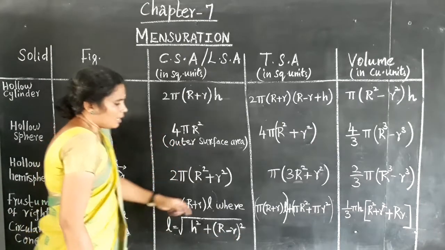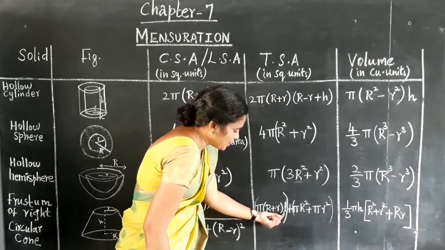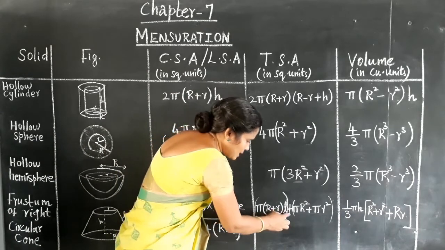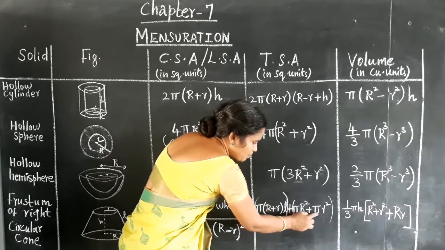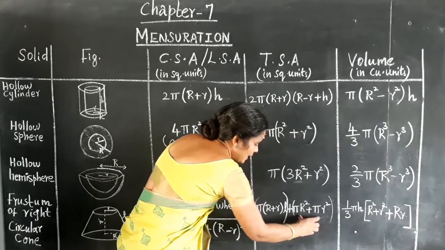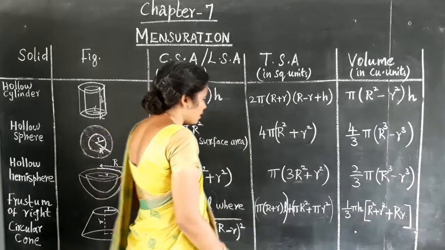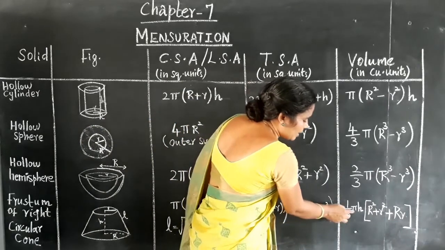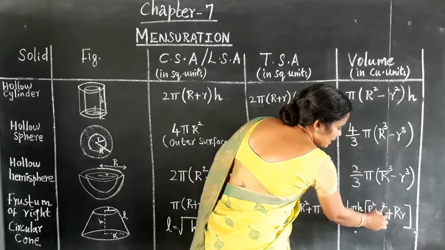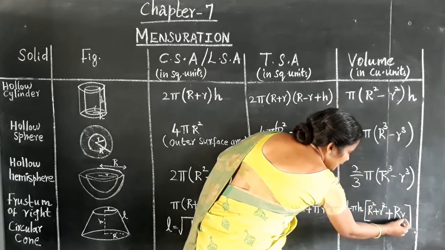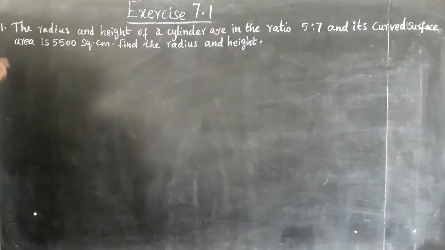Okay, and for TSA it is π(R + r)l plus πR² plus πr². So adding both we will get the TSA of a frustum of a right circular cone. And for volume, 1/3 πh(R² + r² + Rr).